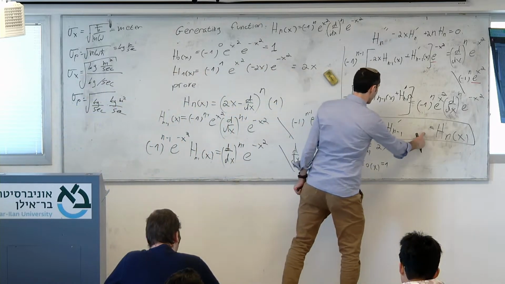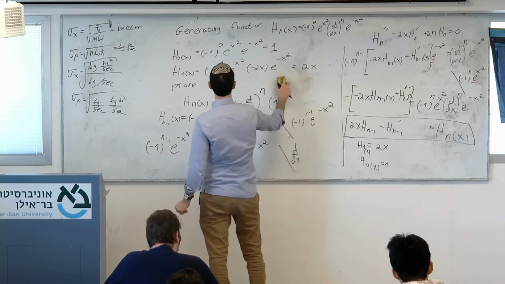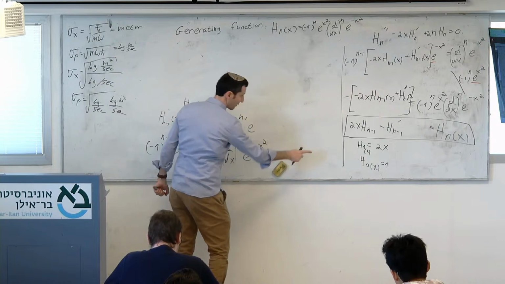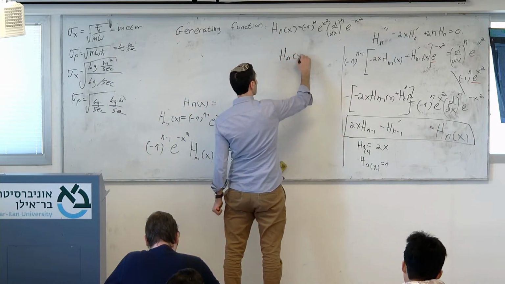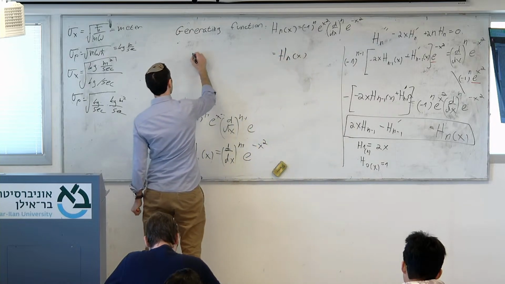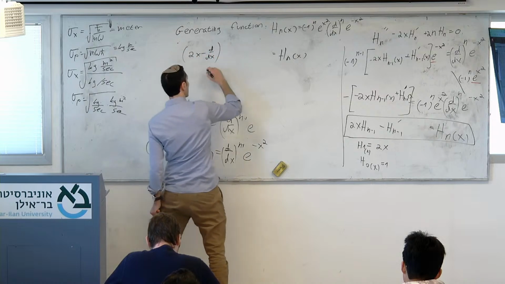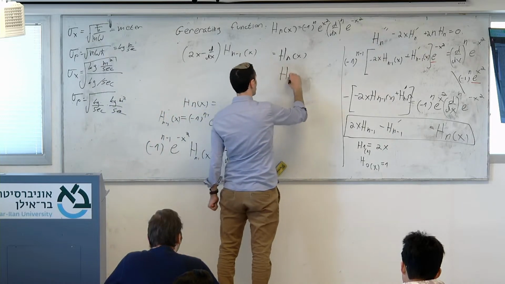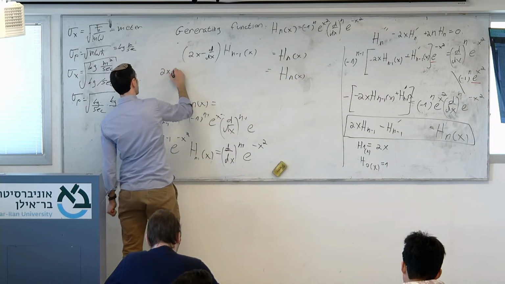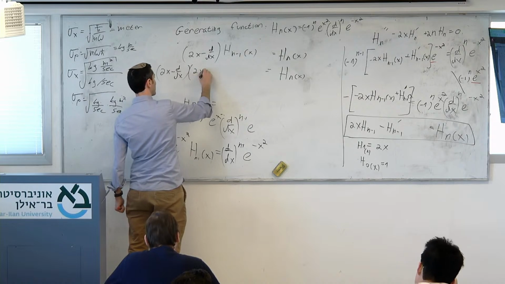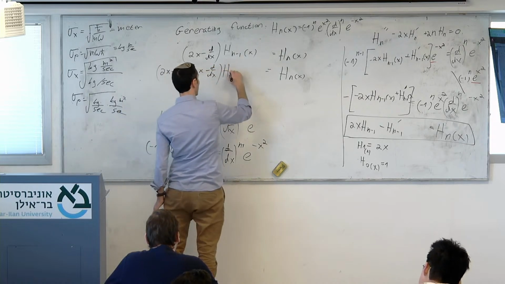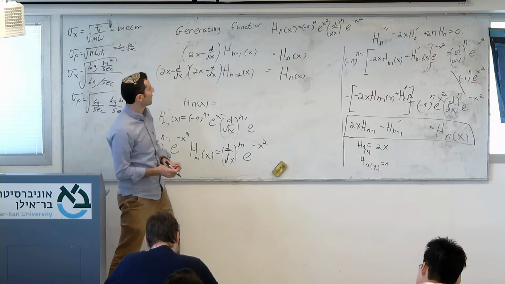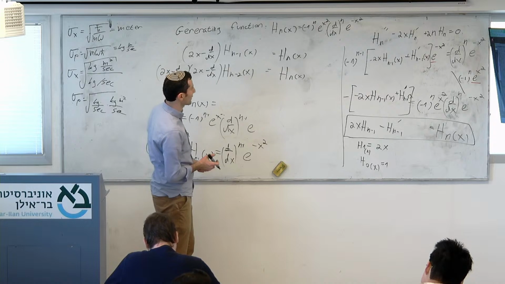What happens if I activate it again? I can rewrite this thing and write Hn of x is equal to 2x minus d/dx over Hn minus 1 of x. Wait a second, so maybe Hn of x is going to be 2x minus d/dx times 2x minus d/dx over Hn minus 2 of x. This is just doing one more step in the recursion. And from here I get the general thing I wanted to prove that is not written here anywhere anymore.